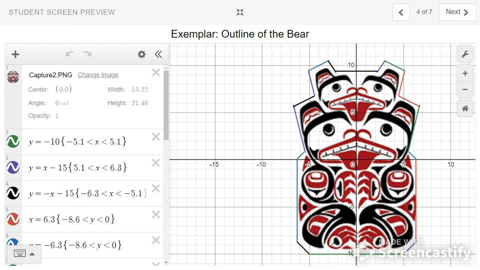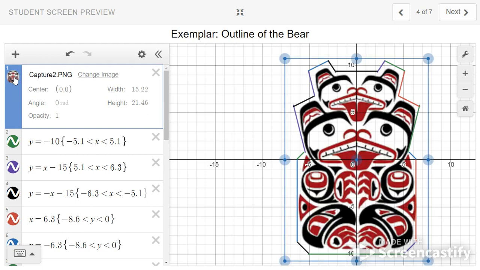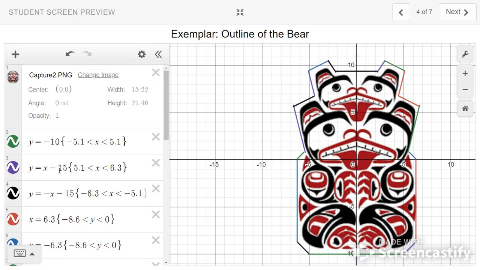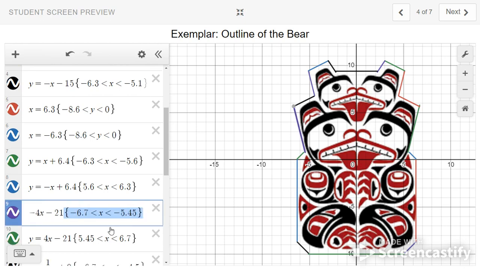This is an exemplar of that piece of art that I had with an outline around it. So without the picture, I still have the shape of the art. Now, all of these lines that were created, I have written them into the left-hand side. These equations are all in y is equal to mx plus b form with an additional section where it limits the line's length.